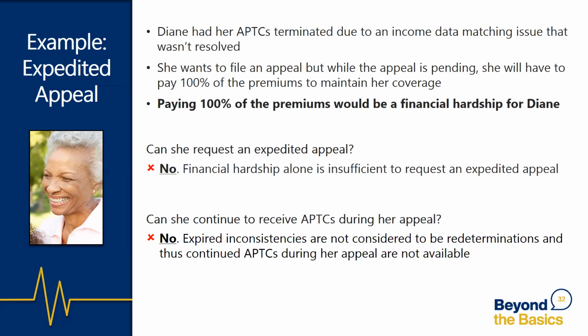expedited appeal. And can she continue to receive tax credits, what we call aid paid pending or pending benefits, during her appeal? Again, unfortunately, no, because expired inconsistencies are not considered to be redeterminations, and so continued tax credits during her appeal are not available. Now, as another alternative, in addition to filing an appeal, she could go back in, update her application, try to address the income issues that may have come up that she wasn't able to resolve, and see if she does get a new eligibility determination that doesn't have an inconsistency. That may get a quicker resolution than the appeals process, but she certainly can still file an appeal. She's just going to have to wait for the regular time periods.